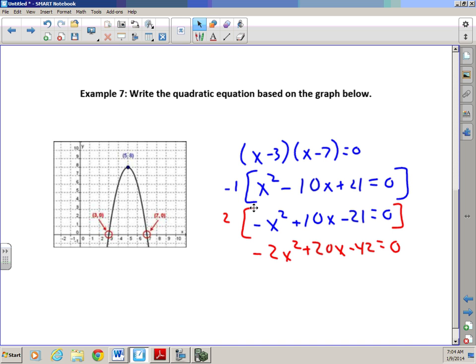Okay? So to just recap what we did today is we wrote the equation, a quadratic equation, given the roots, or given the graph which gives us the roots.